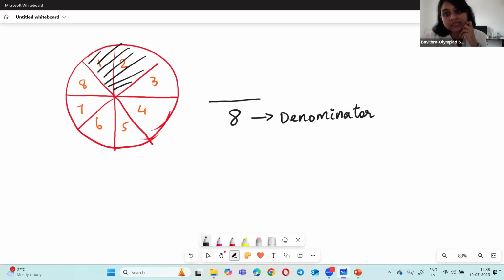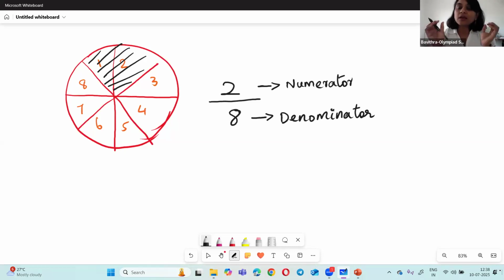Maybe he is not liking the taste, so he is finishing only 2 slices. The slices which are used up will be the numerator. This is how we always write a fraction, Javid. The total number of parts present in any object will be the denominator, and the parts which have been used up will be the numerator.